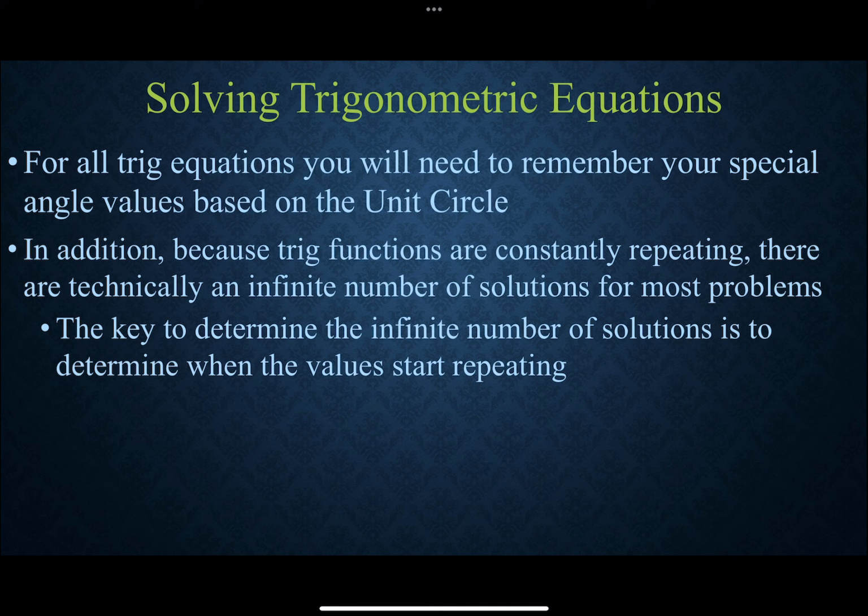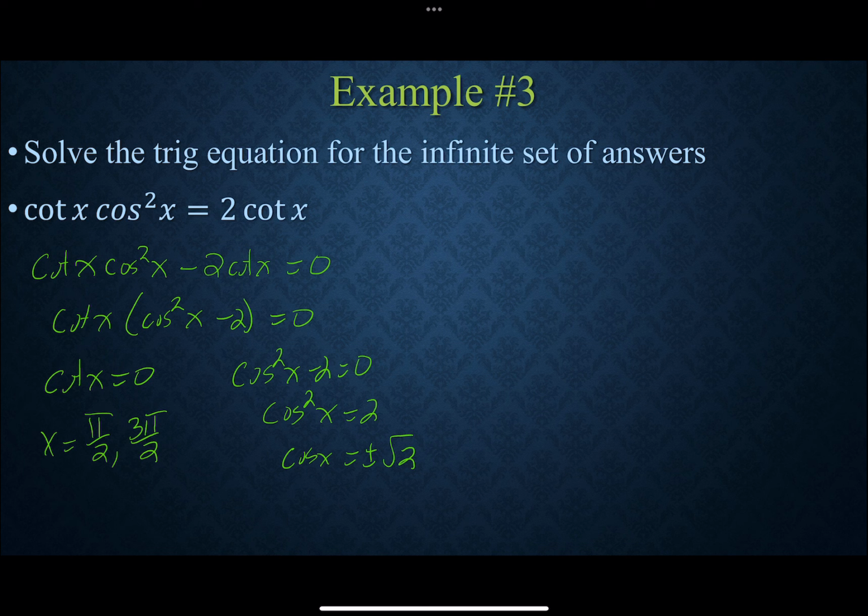Now, I had said everything was going to be based on the unit circle, and cosine being root 2, either positive or negative, is not on the unit circle. Now, had it been root 2 over 2, it would be. Or had this been secant equal root 2, that would also be on the unit circle. But cosine equal to root 2 is not on the unit circle.